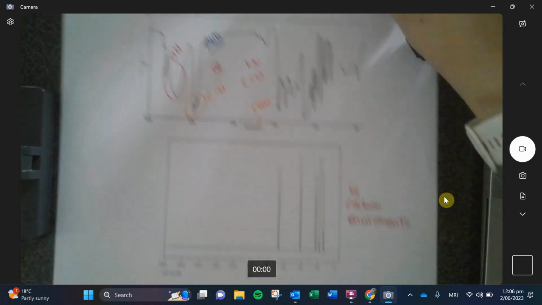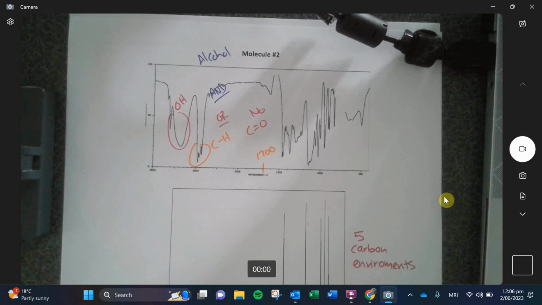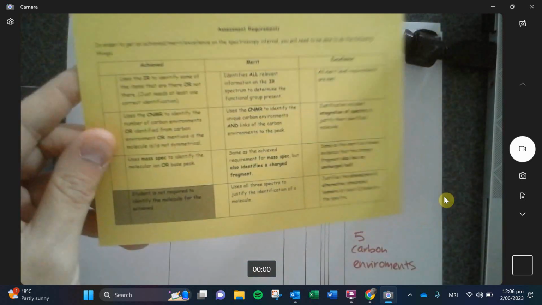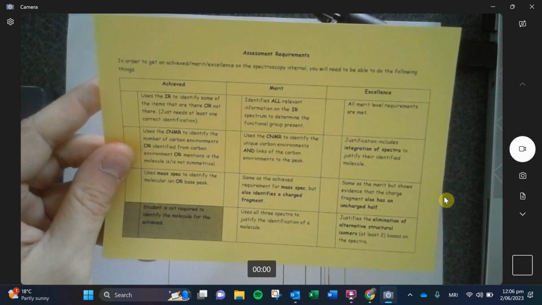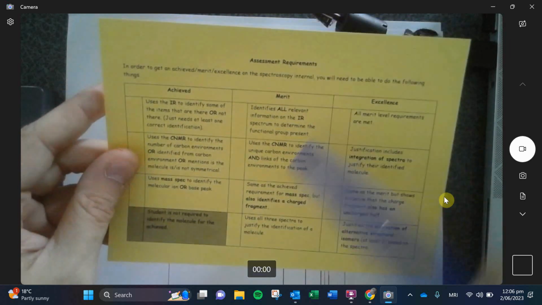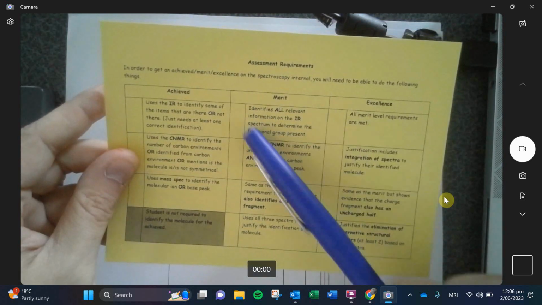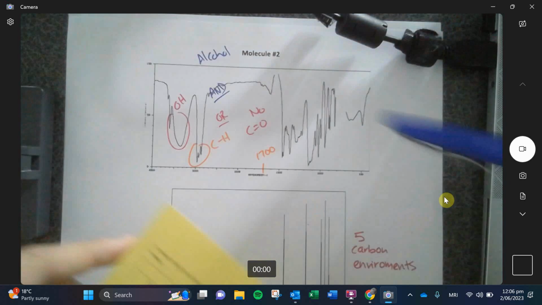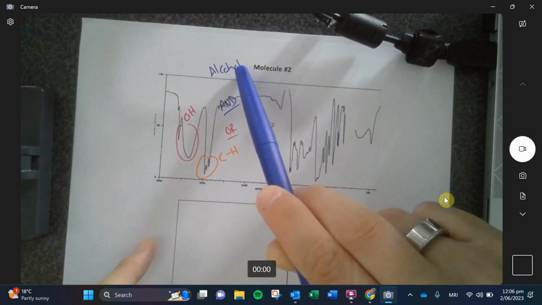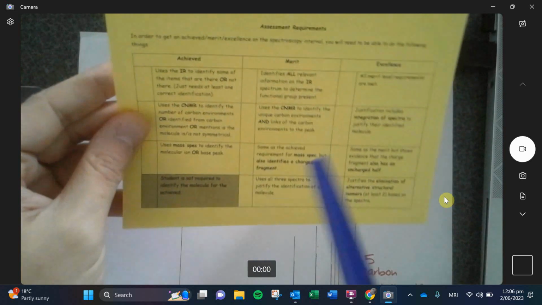All right, let's talk about the answer to this question and how to bring this guy up to the merit level. So, are you ready? Yes? Hey, team, ready? Okay. So, first thing on the merit is that we need to make sure we use all the IR information, which we have. We stated that there's OH there, there's no carbonyl. We know that this is an alcohol. So we've done that before.